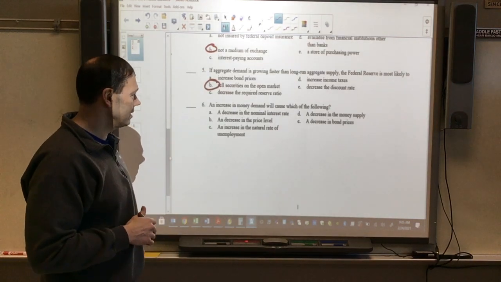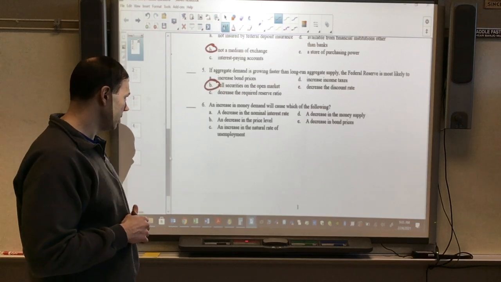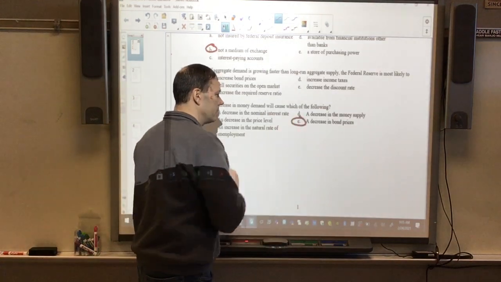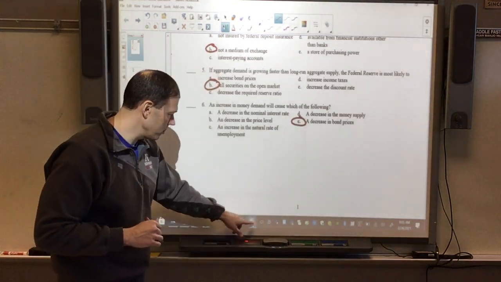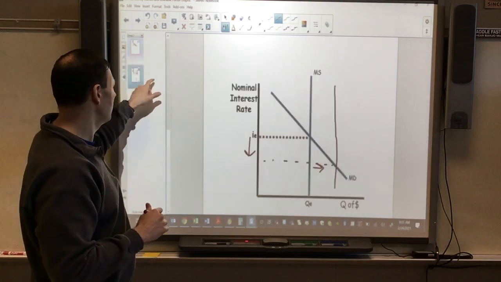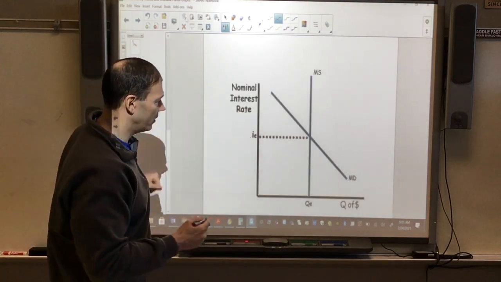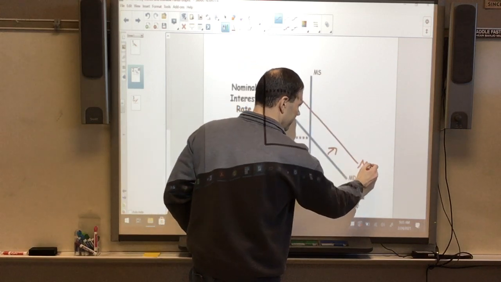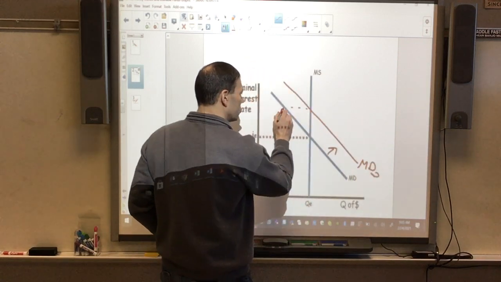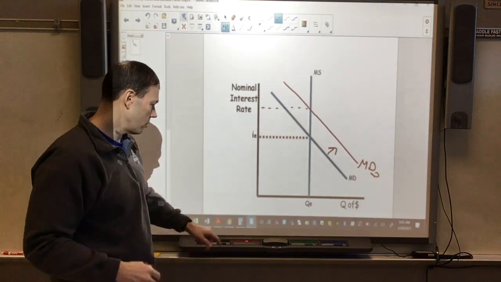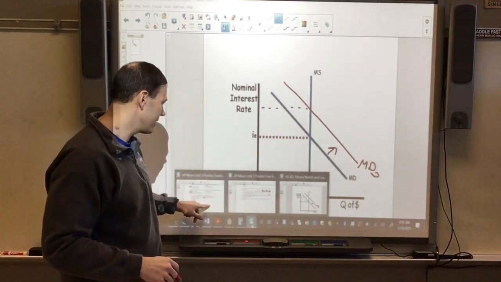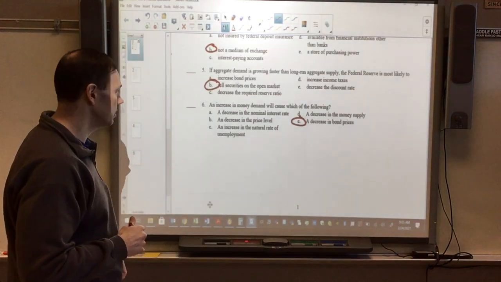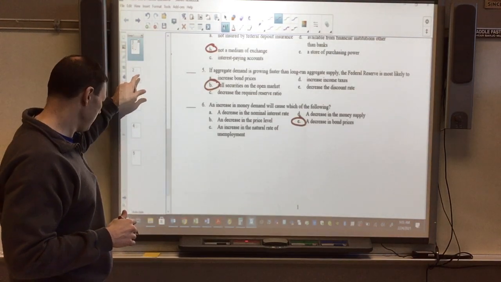Number 6, an increase in money demand is going to cause an increase in which of the following? And the best answer here is E, a decrease in bond prices. Because remember, again, coming back to our money market, if money demand increases, I guess it doesn't have to be the government, that causes interest rates to go up. When interest rates go up, bond prices go down. Again, you see that relationship showing up between interest rates and bond prices. So that's why you get letter E.